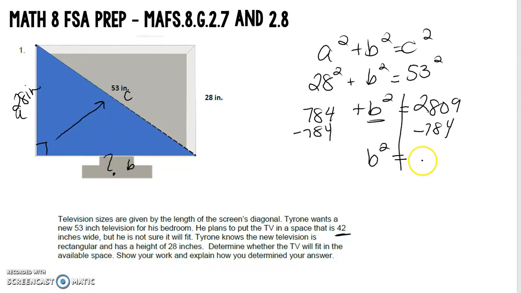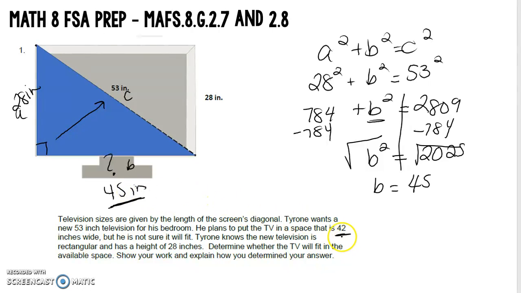So B squared equals 2025. If I take the square root of that, because I have a B squared, my last step in the Pythagorean theorem is square rooting. B equals 45. Well, will this fit in the space? No, this 45 inches is not going to fit in the space because we only have 42 available.